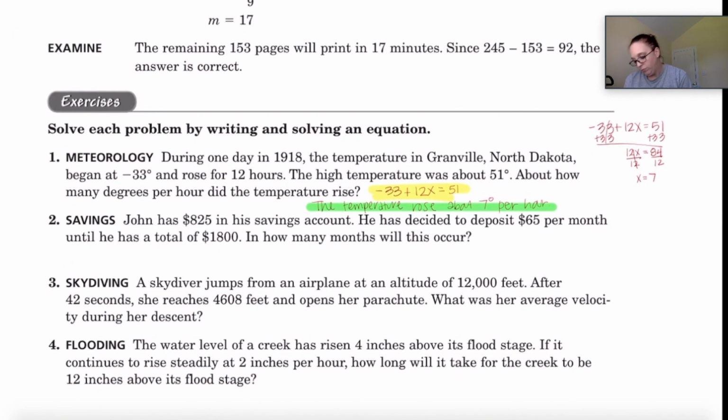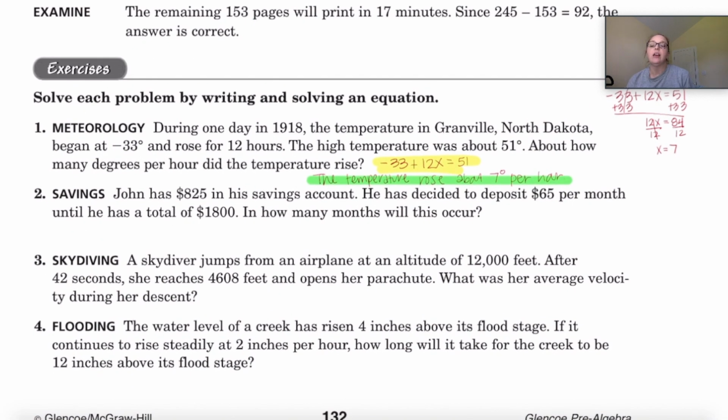Number 2. John has $825 in his savings account. He has decided to deposit $65 per month until he has a total of $1,800. So depositing money into an account is putting money in. So if he deposits $65 into his account, that means he's literally taking $65 and putting it into his account each month. Question is, in how many months will this occur?